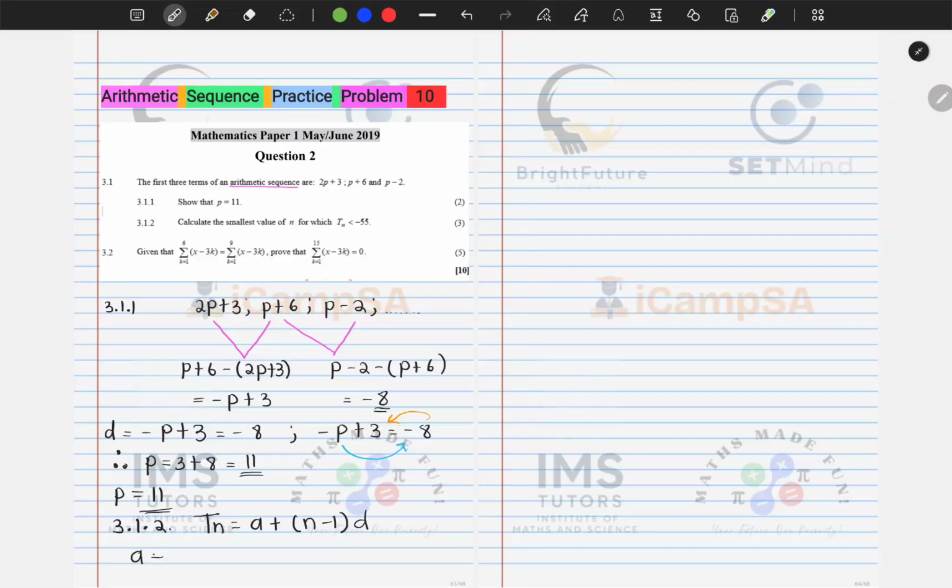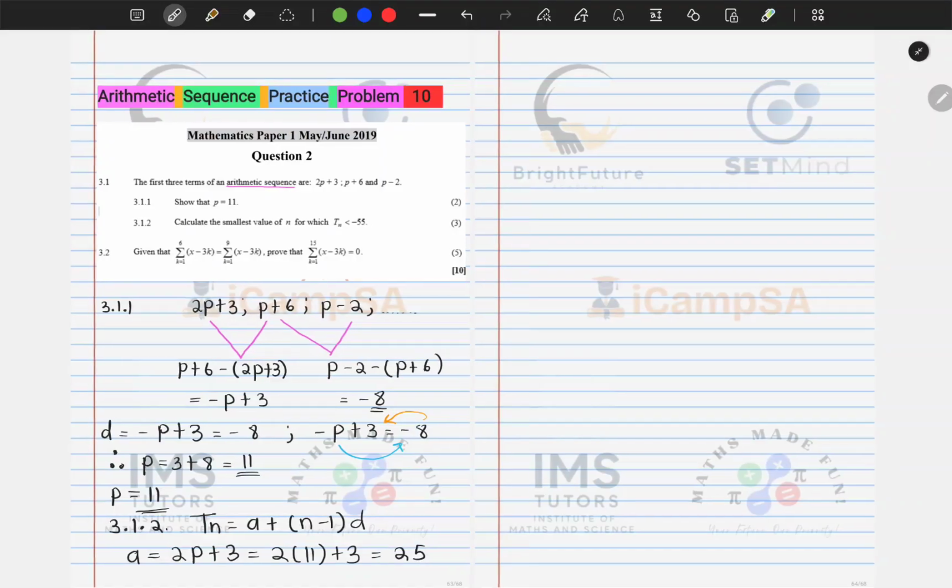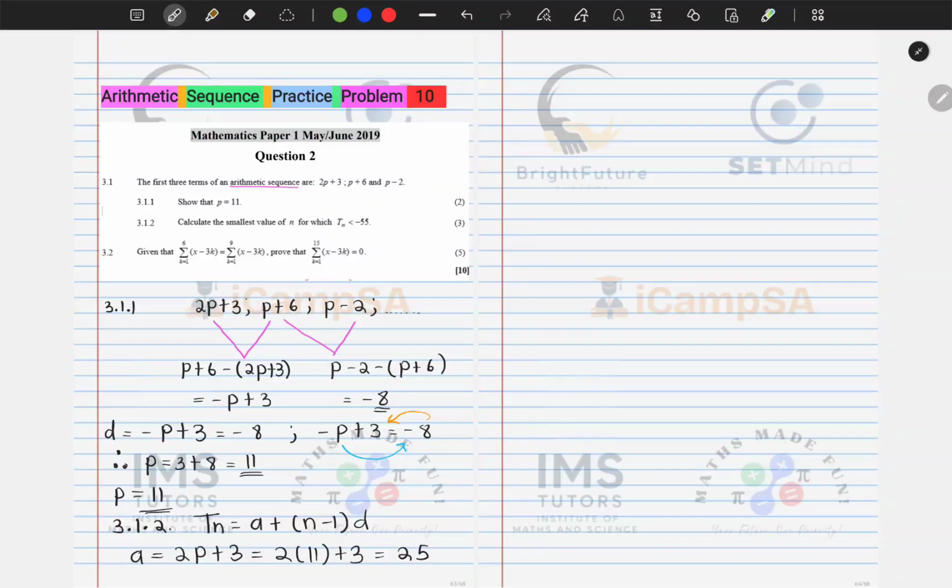So a, we can clearly see that a, the first term, is just 2p plus 3. The p, remember, is 11, so 2 times 11 plus 3, our a will be 25. So that is our first term. And then for d, we can use any of these expressions. We have 1, which tells us that our d is negative 8 when we take this difference. So we already have negative 8.